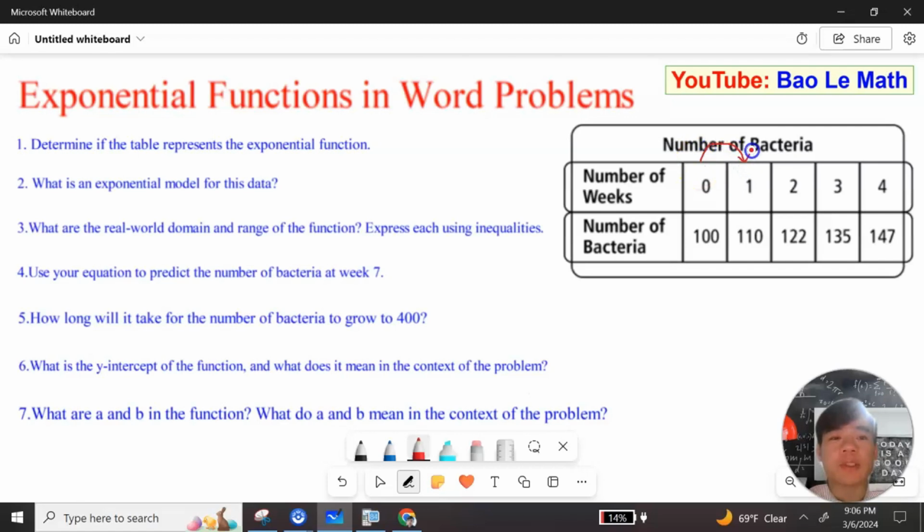In order to get 1 from 0, we're going to add 1. To get 2 from 1, add 1. To get 3 from 2, we add 1. And 4 from 3, we add 1. Now, for the next one, in order to get 110 from 100, we're going to multiply by 1.1. To get 122 from 110, we multiply by roughly 1.1. And this one, roughly 1.1.